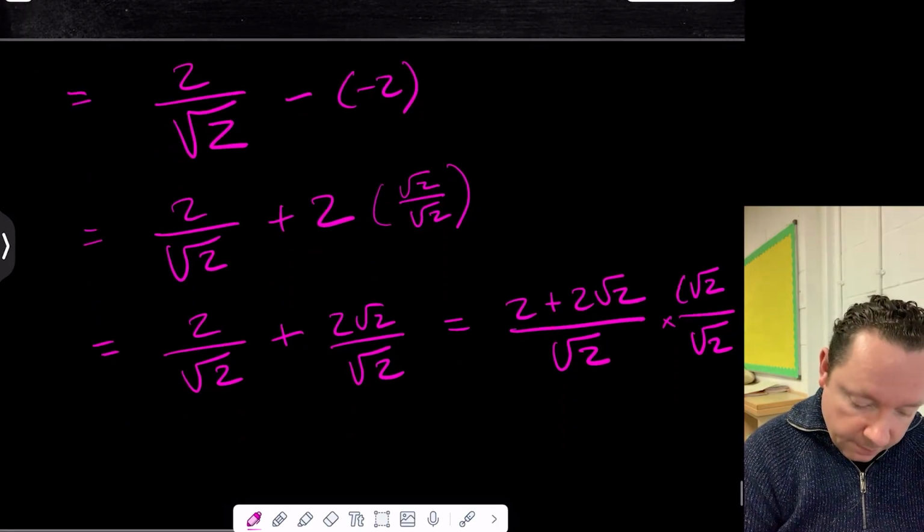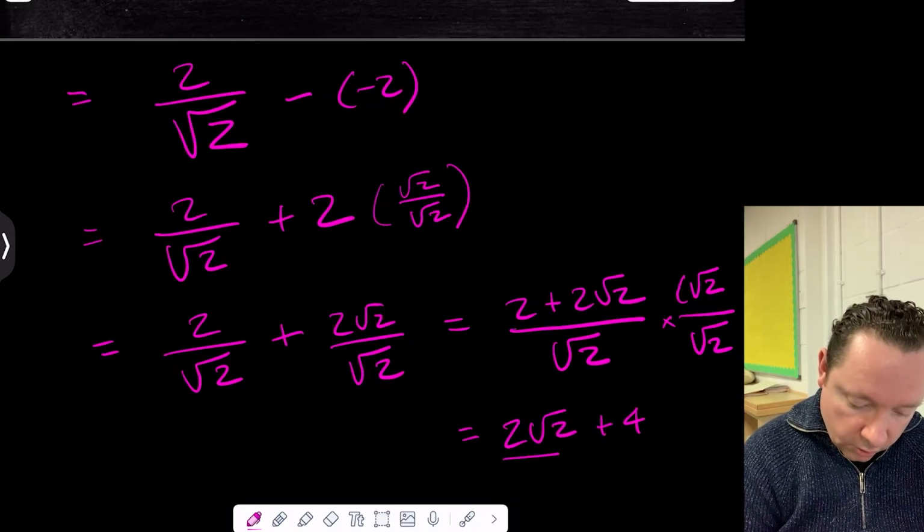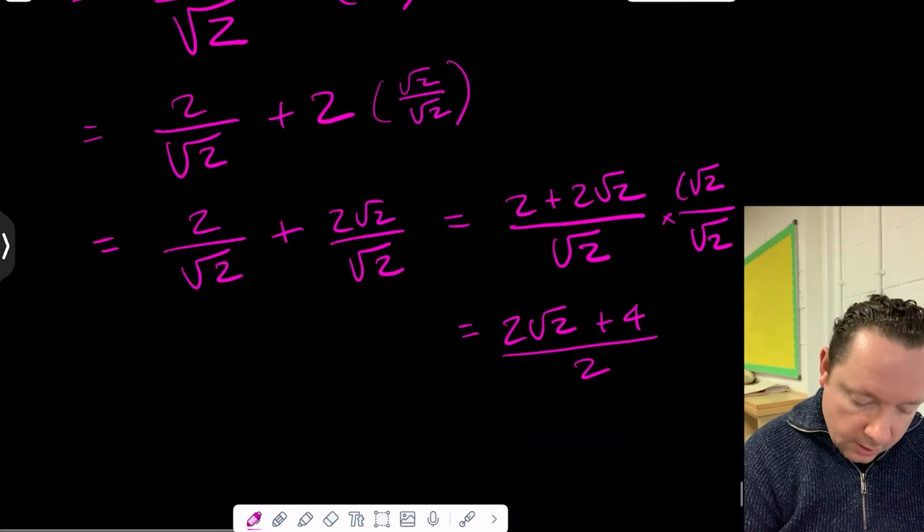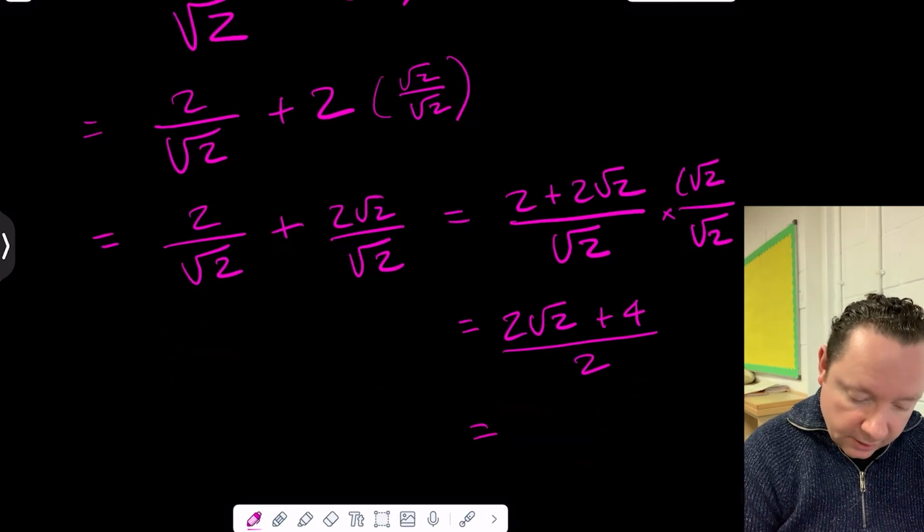So that gives me 2 root 2 for the first term. 2 times 2 is 4, so plus 4 all over root 2 times root 2 is 2. Dividing everything by 2 then, that gives me root 2 plus 2 again.